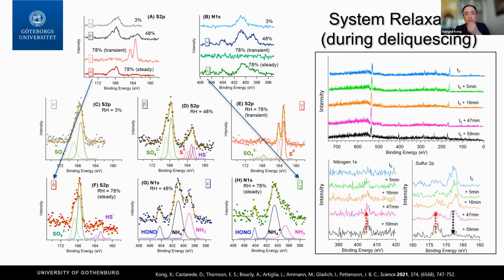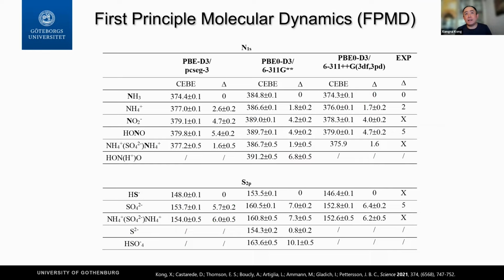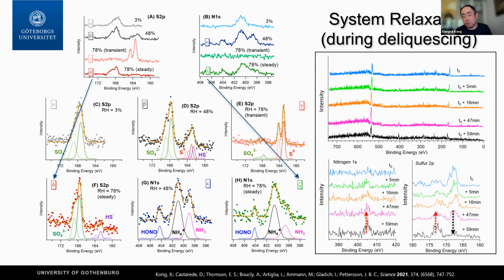So this is what we discovered. And just to show you this slide, the reason why we assign these different peaks to different species is that we collaborate with theoreticians and we calculate the relative binding energy of different species. And that's why we got these different species. Of course, we also need to compare with the literature, but we didn't use a single method. We compared the literature and we also relied on our calculations.